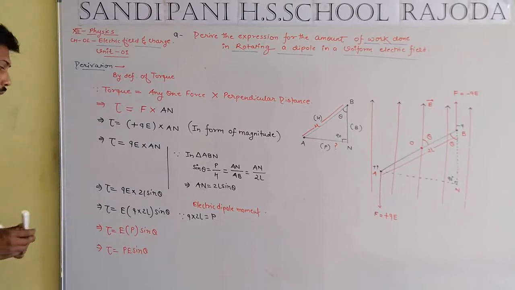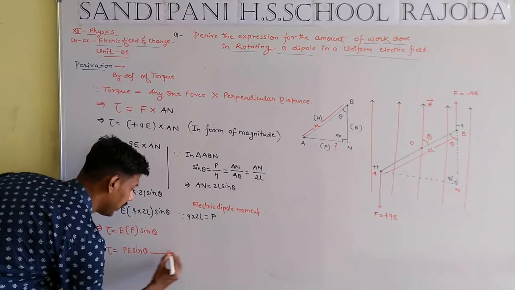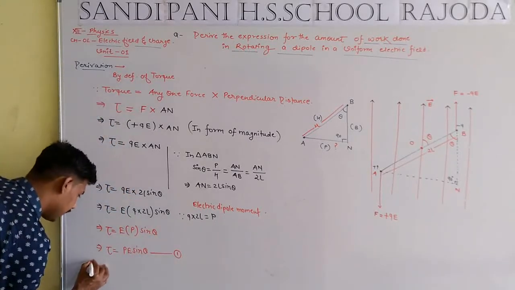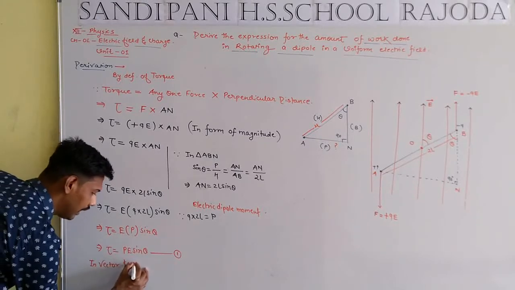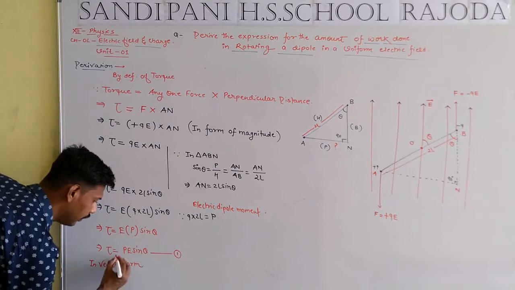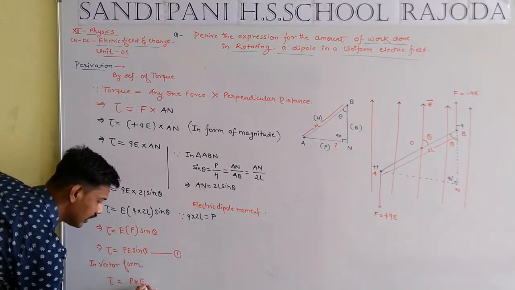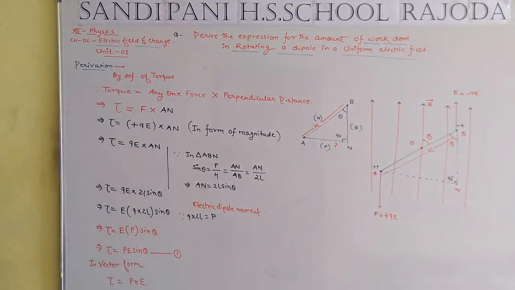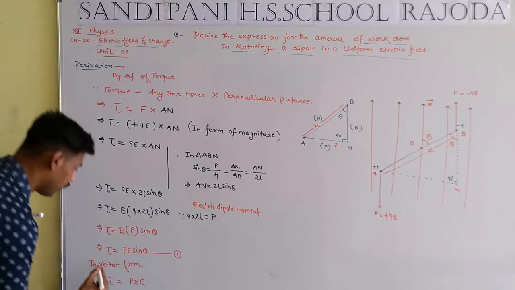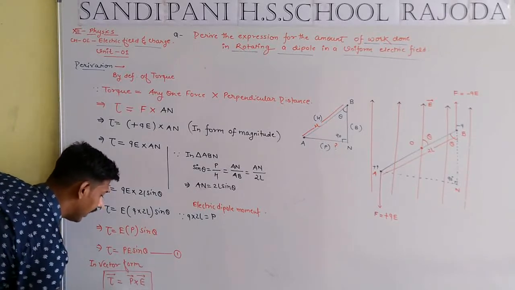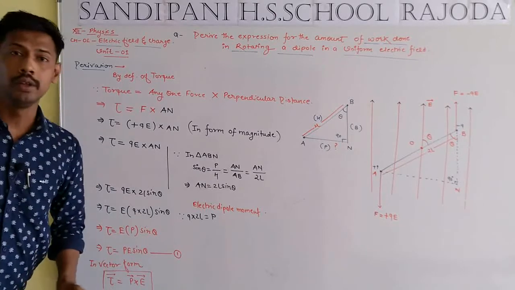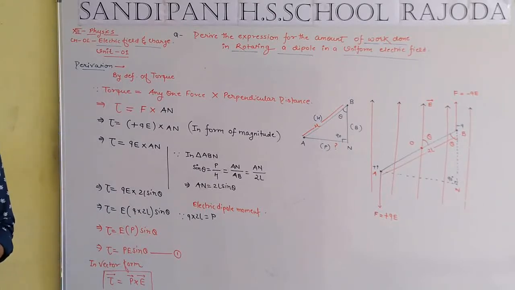In vector form, if you want the vector form, you can write torque equal to P cross E, because sin theta is replaced by the cross product, but cos theta is replaced by the dot product. So vector torque equals vector P cross vector E. I hope, students, you are getting the meaning of the torque.